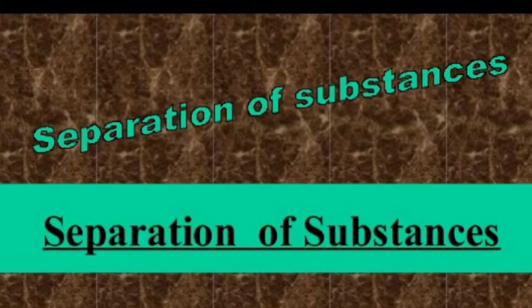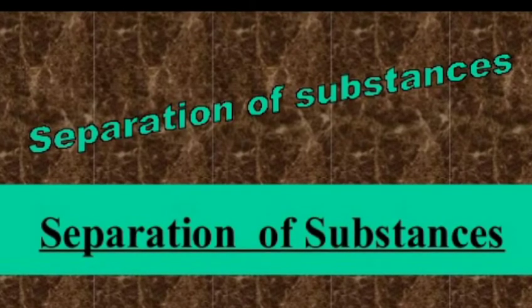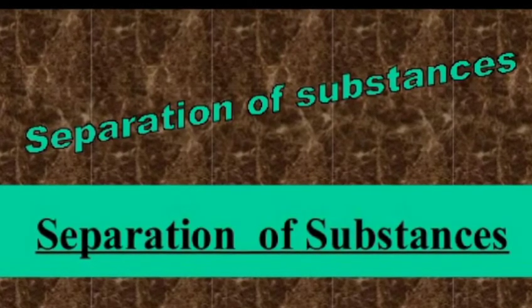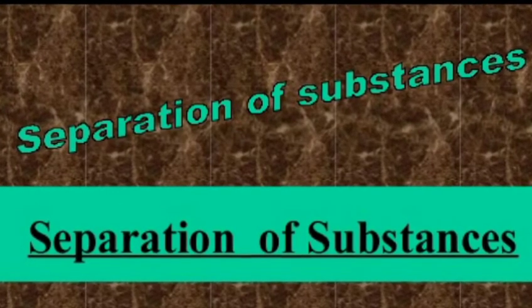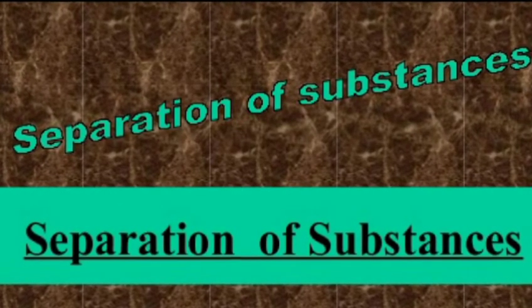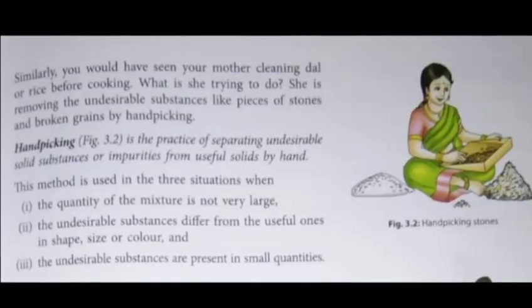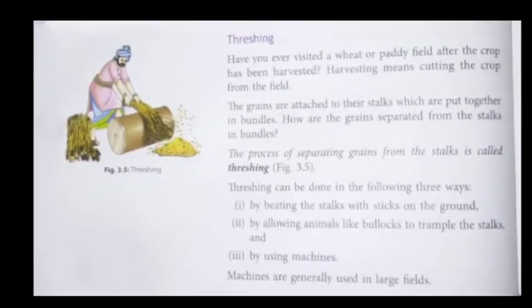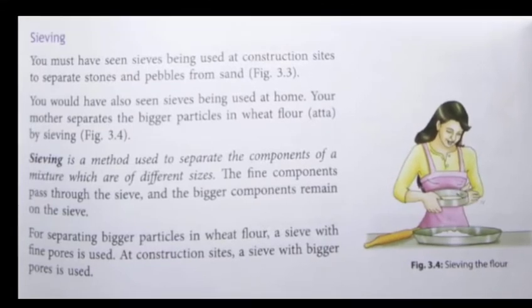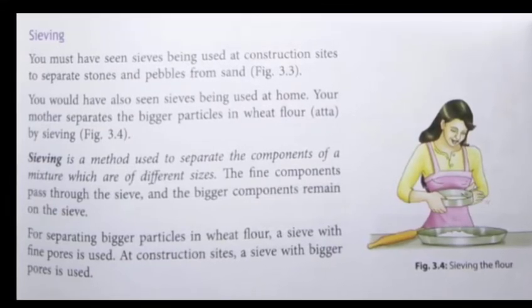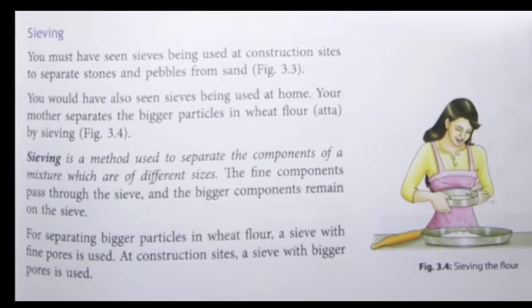So we were discussing the separation of substances, and in our previous class we discussed how to separate the solids from the solids. There we discussed the four methods. These were handpicking, threshing, winnowing and sieving. These were the four methods that we use to separate the solids from the solids.